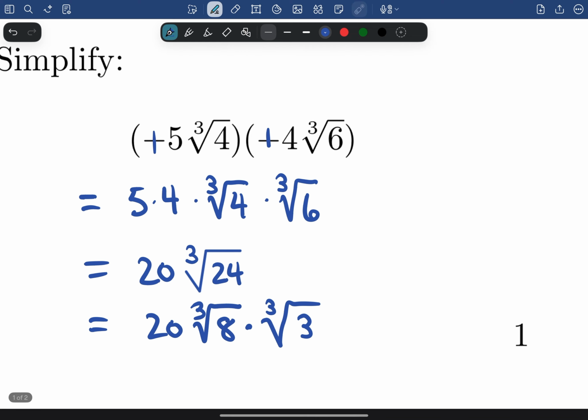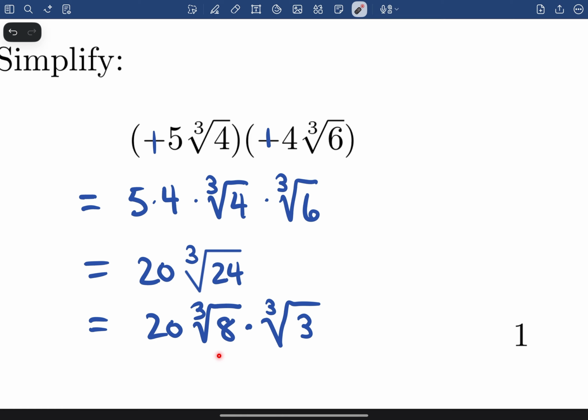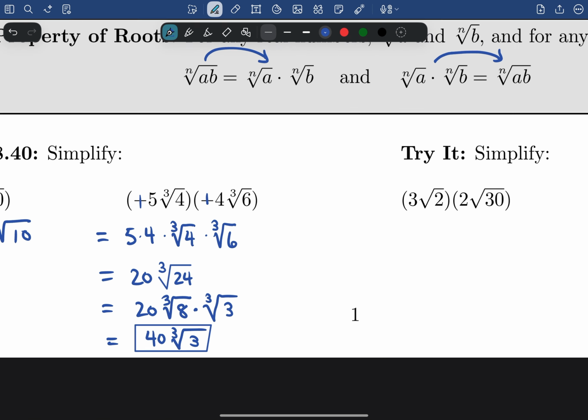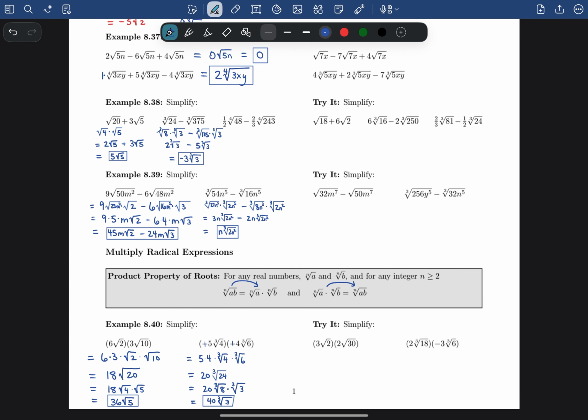And the cube root of 8 is 2, all right? Cube root of 8 is 2, because 2 cubed is 8. And so 20 times 2 is 40. I'm going to multiply them together. And then I have the leftovers, which is the cube root of 3. Great, let's go ahead and move forward in this lesson.